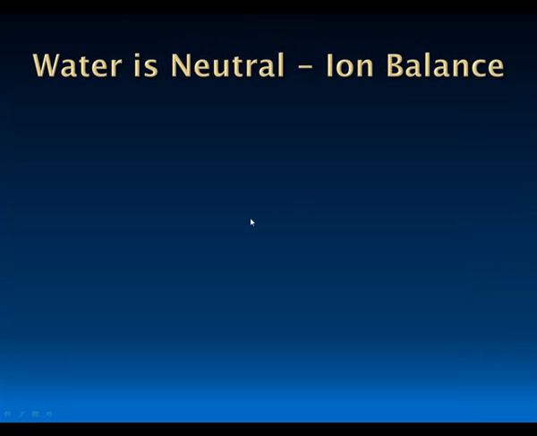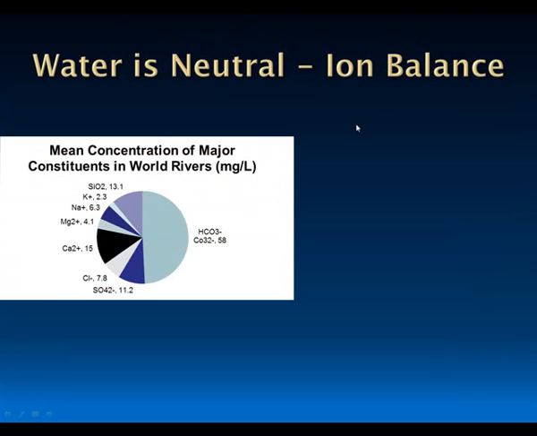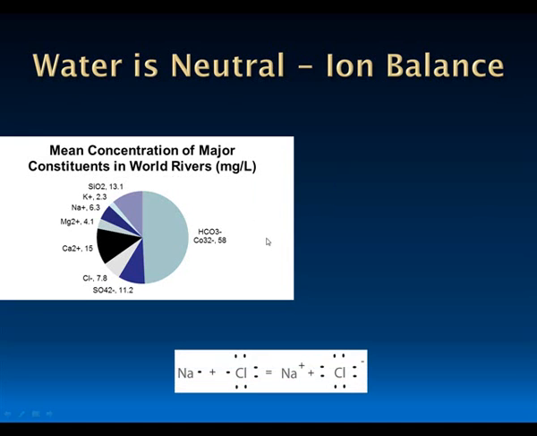Something that is really critical to point out is that water is a neutral substance. It has no net negative or positive charge, and so we can conduct something called an ion balance. And basically, to this point, we've been looking at the concentrations of solids in the world rivers in mass units of milligrams per liter, but we know that water is net neutral.